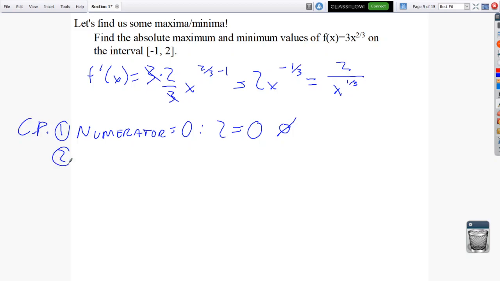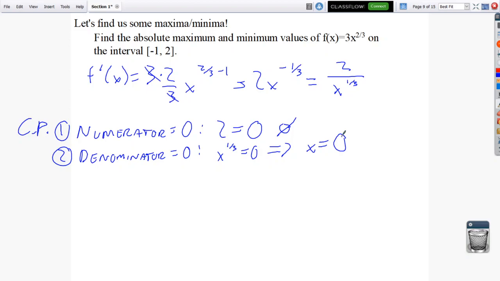The second type of critical point is where your derivative does not exist. And a derivative is not going to exist when the denominator of it is 0. So we set our denominator equal to 0. And looking at that, now I see I've got x to the 1/3 power is equal to 0. That means x equals 0 is my one critical point in this situation.